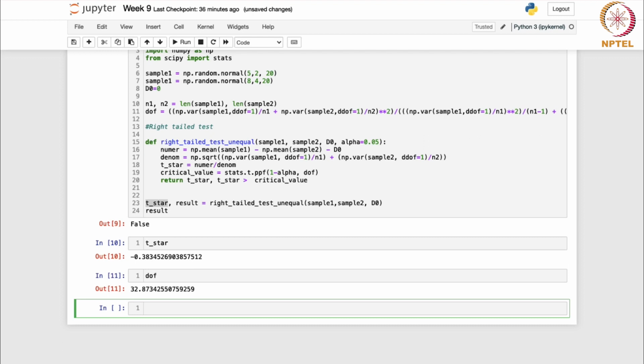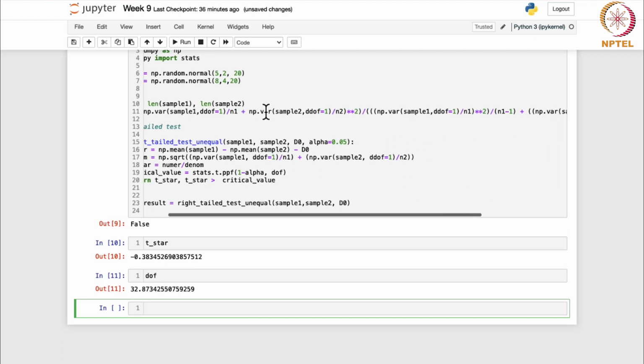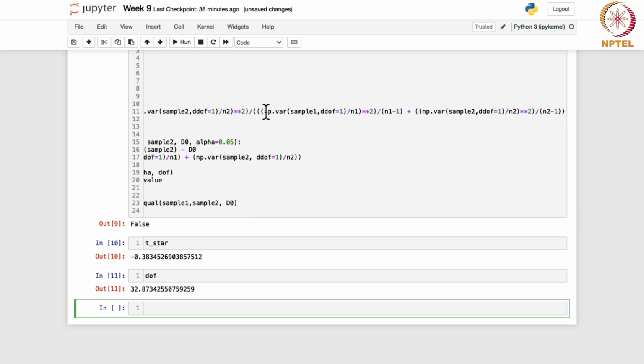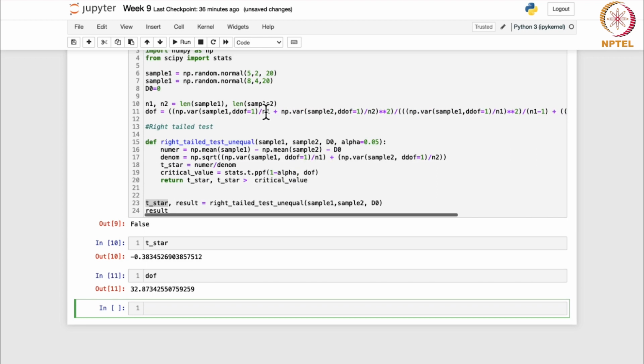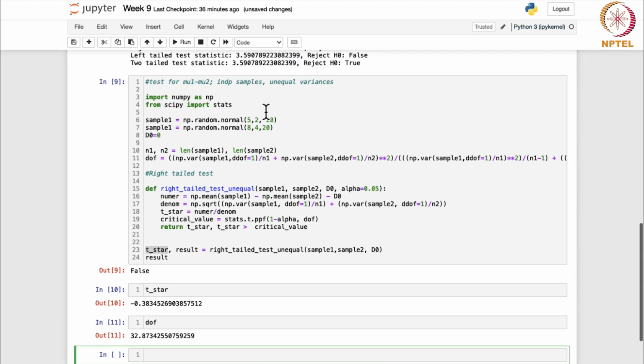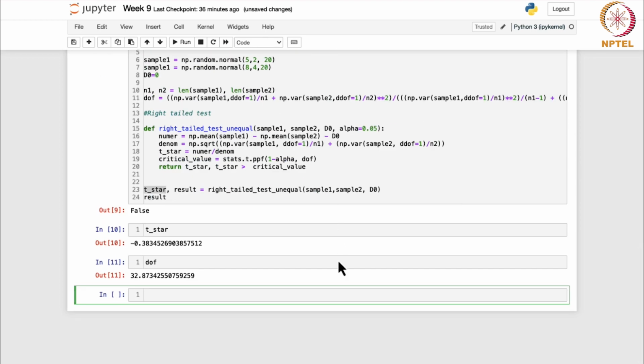So with these values you can cross check this, because let us hope that these brackets are fine. So you can cross check this value once. So this is how you do it for the unequal variances. So this is for your right tail. Likewise you can write it for the left tail as we have done just now in the previous situation, and you can again do it for the two tail test also.